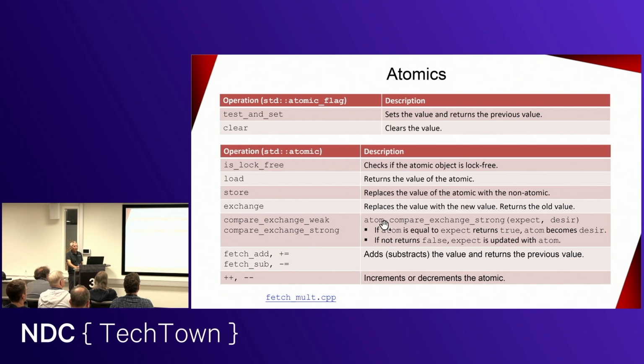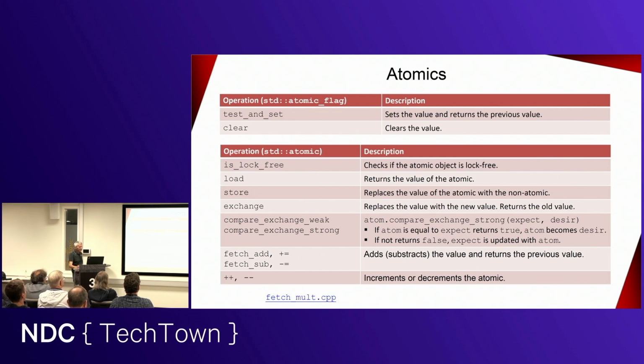What you can do is the following. You check if the atomic is equal to expected. If yes, you set in an atomic step the atomic to desired and return true. If no, something may have happened in the meantime, so you set expected to the new value of the atomic and return false. So essentially, there are two operations in one, and you return whether this was successful or not.